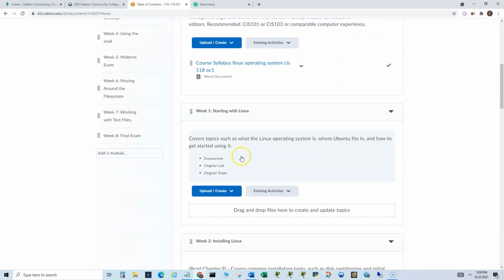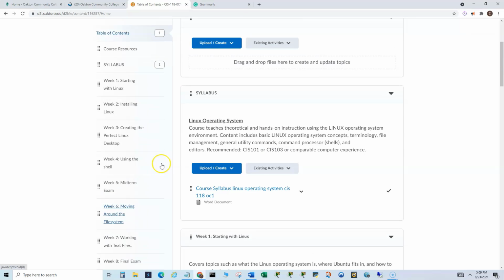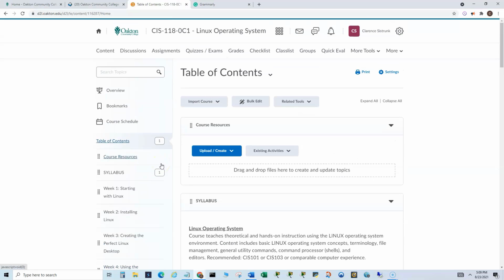Now, basically, we're going to have discussion questions in here, we're going to have chapter labs in here, and we're going to have exams. It's not going to be a lot of material that you have to cover, but there are things that I want to make sure you know, and I'm only going to show you those things on Saturday. So make sure you show up.